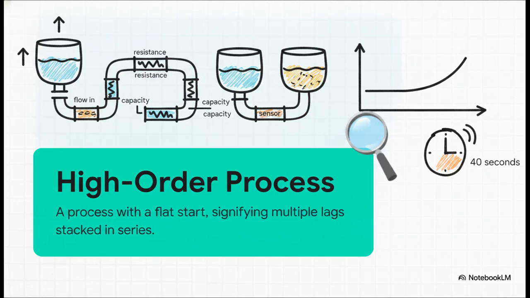If you guessed high order, you are absolutely spot on. You see, a true first-order process, like a single tank filling, starts responding immediately the moment the flow changes, even if it rises super slowly. But that flat, dead start of 40 seconds, that is the definitive telltale signature of multiple lags stacked together in series. It's the physical delay of energy or mass having to literally push through several different resistances and capacities before it finally reaches your sensor.